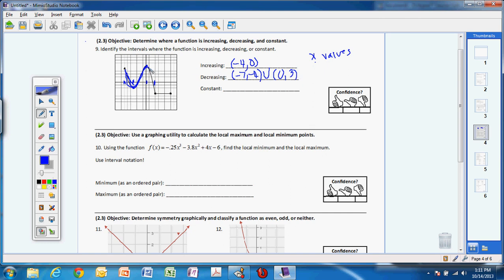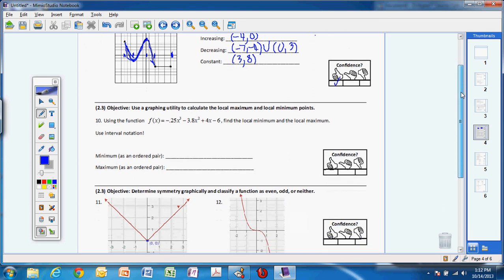So that's this whole part right here. And then constant, that's just where I'm not decreasing or increasing. So I'm not changing height. So in this case, we're talking about from when x is 3 until when, right here, x is 8. That's when I have a constant part of my function. So confidence hopefully is getting better on those two. So now we're done with number 9.